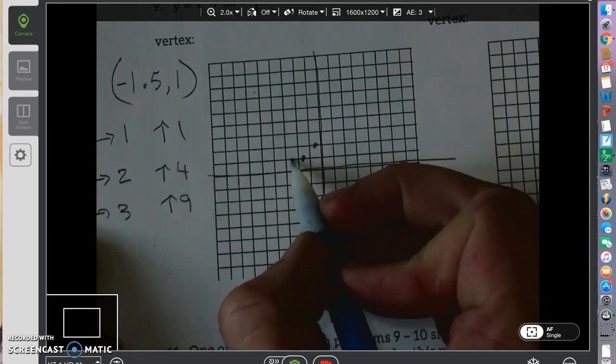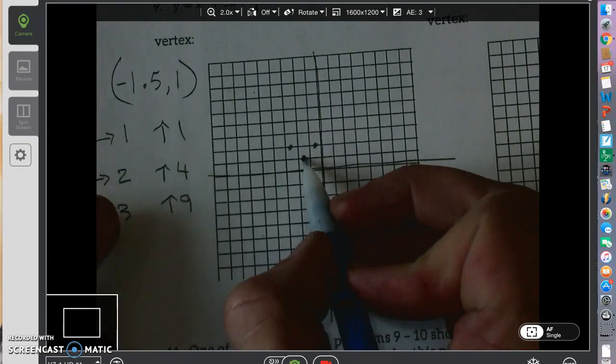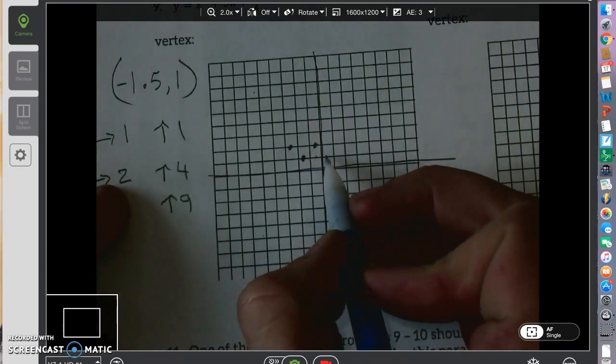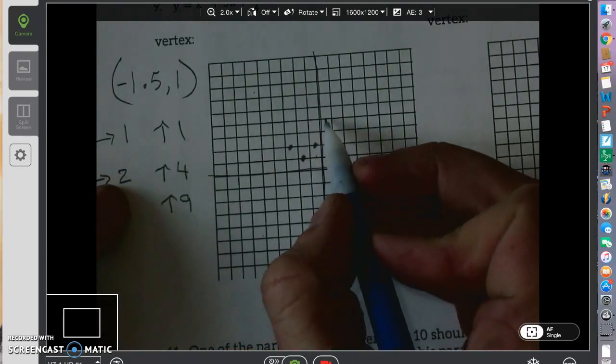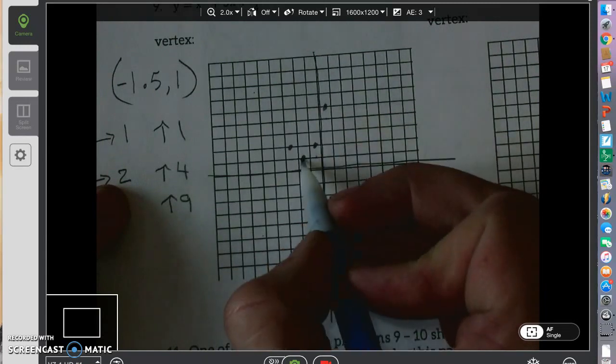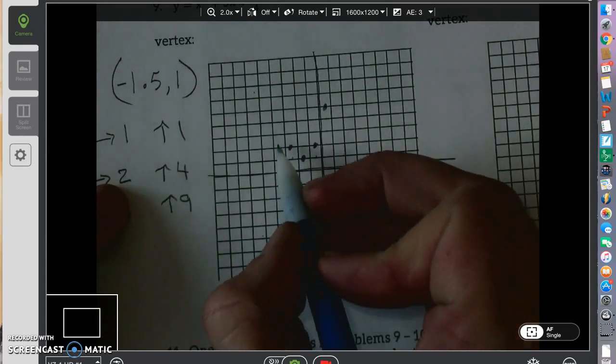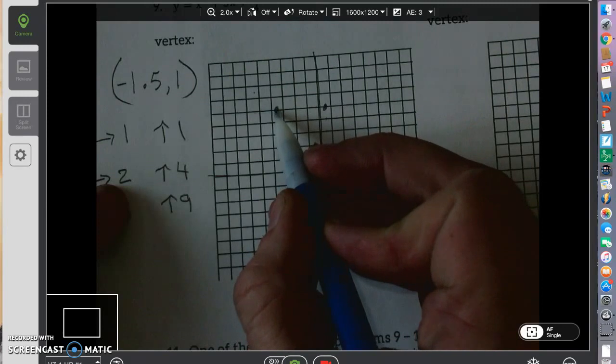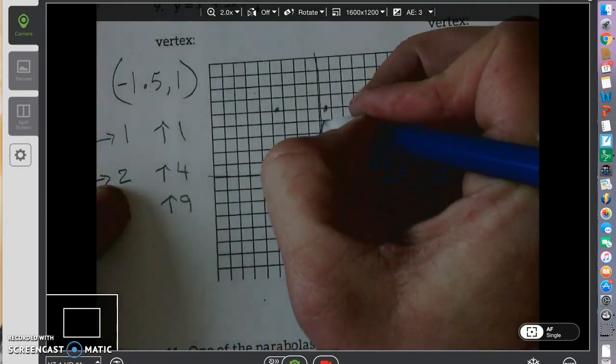From here to here, I go left 1, I go up 1. Then I go over 2, up 1, 2, 3, 4. Go over 1, 2, up 1, 2, 3, 4. And then over 3, up 9. So then I can just go like this.